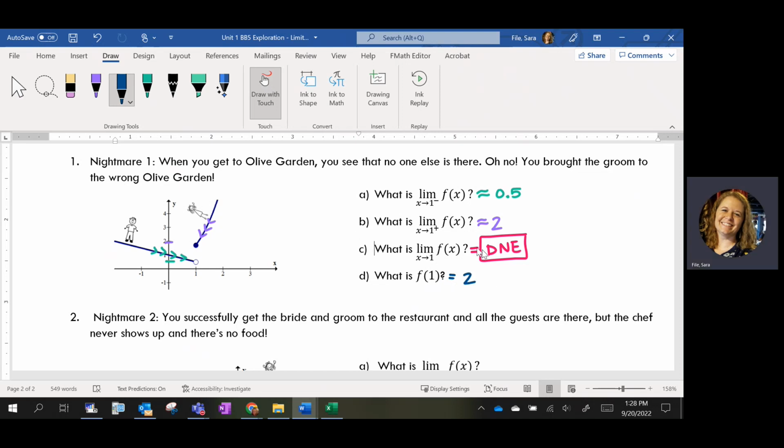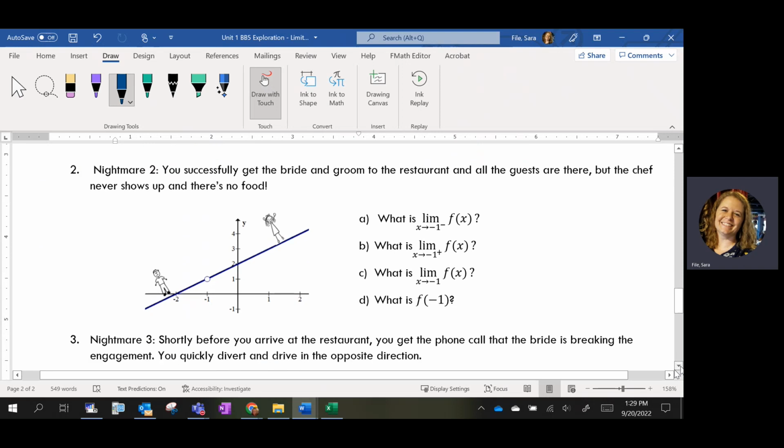Okay, so my limit was not equal to the function value. So this is not continuous. It doesn't meet those 3 conditions, does it? Okay, so that means there's a discontinuity. Can you tell me what type of discontinuity this was? That was a jump. I'm going to go ahead and just label these as we go, what type of discontinuity they are.